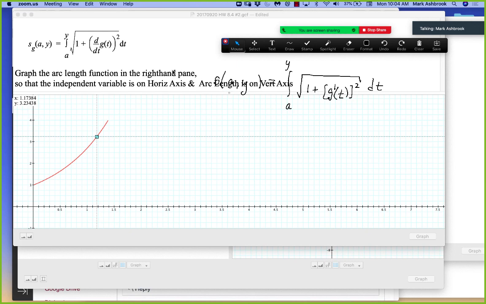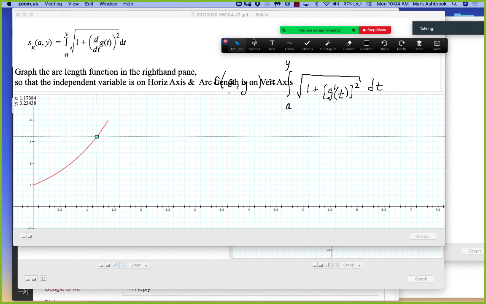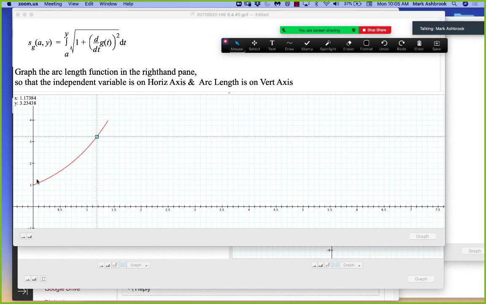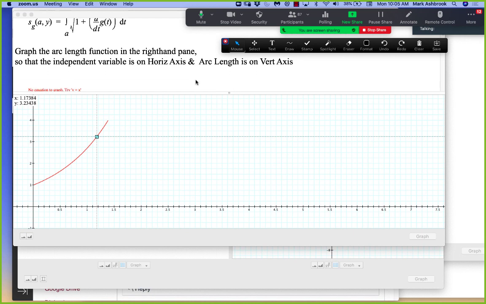And so now I want to graph the arc length function, right? So I want a function that gives me how much arc length for any value of y, right? But I want to do this in the conventional way. I want to put my independent variable on the horizontal axis, and I want to put my arc length on the vertical axis. So this one was unconventional, but when I graph the arc length function, I want to do it conventionally. So how do I set that up in GC?